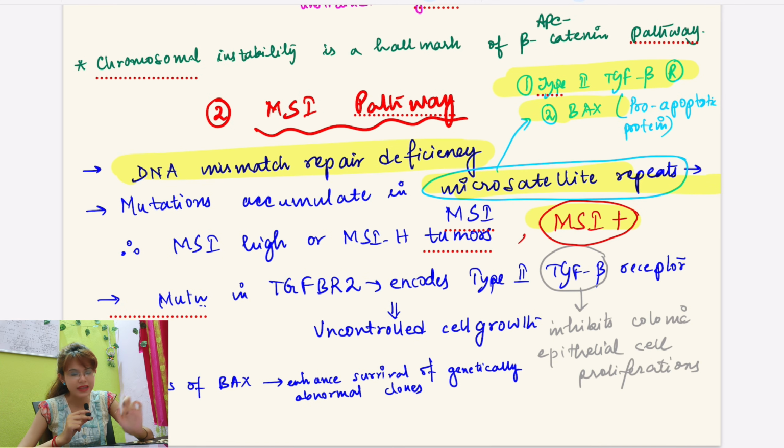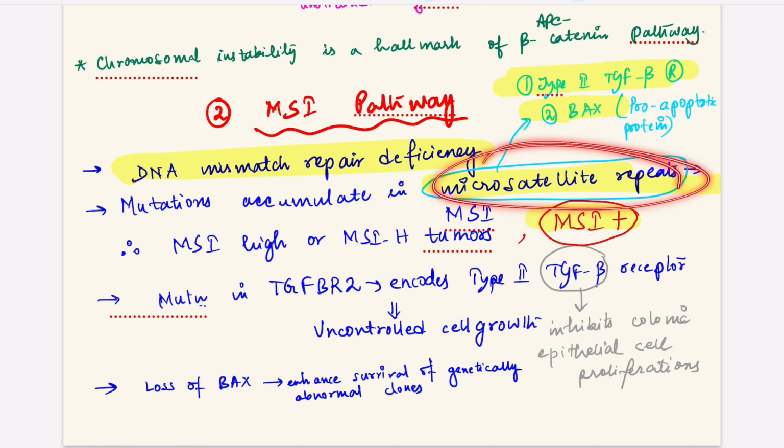Now if we come to the second pathway, which is the MSI pathway, this is basically the DNA mismatch repair deficiency. Okay, now mutations accumulate in the microsatellite repeat regions, and therefore these tumors are known as MSI high or MSI-H tumors. So MSI-H tumors means there are mutations in the microsatellite region repeats. There is a defect in the DNA mismatch repair.